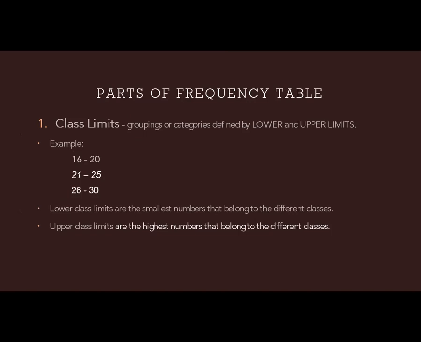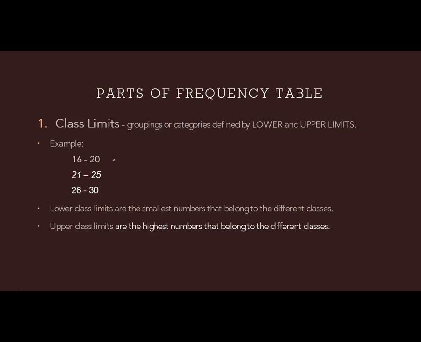But before creating a frequency distribution, let us know first the elements, the parts of the frequency table. One here is the class limits. It refers to the groupings or categories defined by lower and upper limits. So say for example, 16 to 20, 21 to 25, 26 to 30.